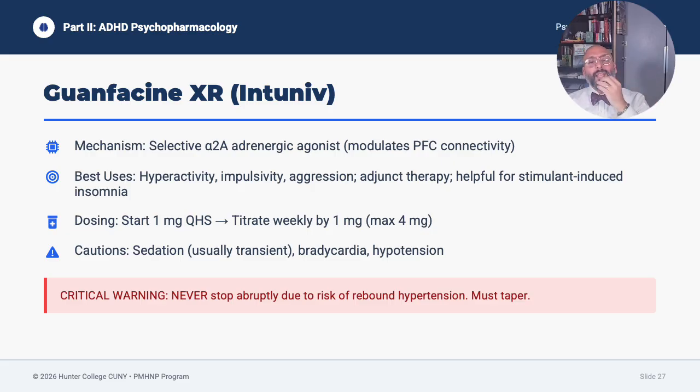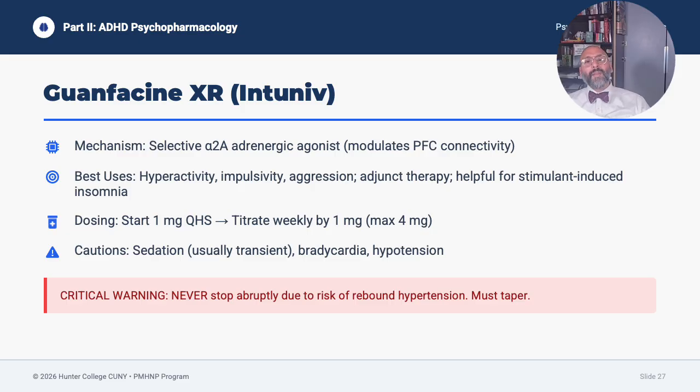So this is especially helpful if the driving complaint is hyperactivity, impulsivity, aggression, or emotional dysregulation. Intuniv is the brand. And it's also commonly used as an adjunct to stimulants, especially when they help attention, but it worsens irritability and insomnia. So this is the layering medication, not a replacement medication. So you typically start low at 1 milligram at bedtime, titrate it weekly by 1 milligram, and the max dose is 4 milligrams at bedtime. And if you give it at night, that helps you leverage that sedating effect and minimize daytime fatigue.